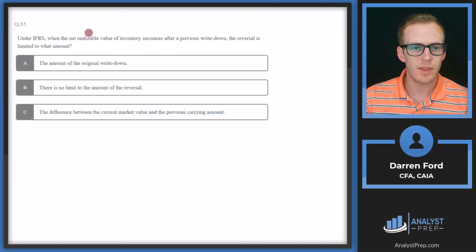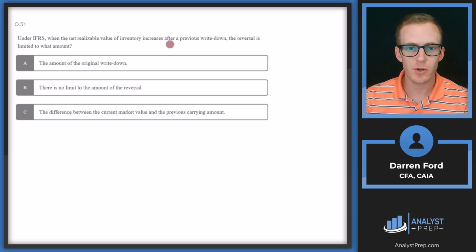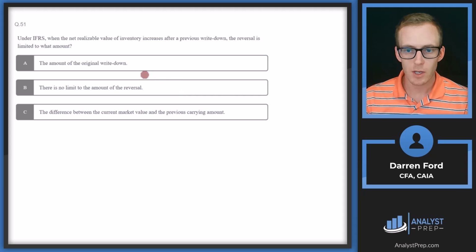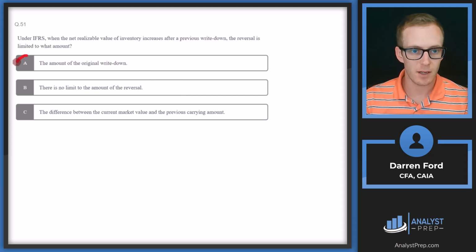Under IFRS, when the net realizable value of inventory increases after a previous write-down, the reversal is limited to what amount? A, the amount of the original write-down. B, there is no limit to the amount of the reversal. Or C, the difference between the current market value and the previous carrying amount. So this is going to be the original write-down.